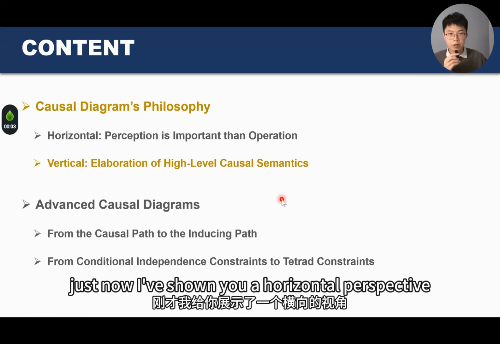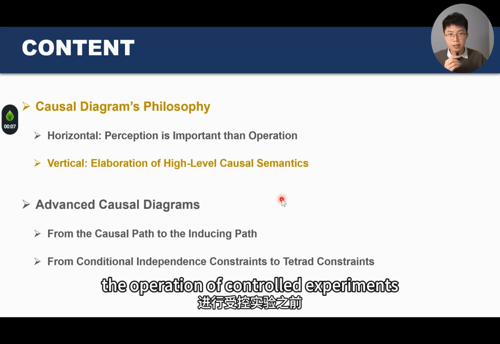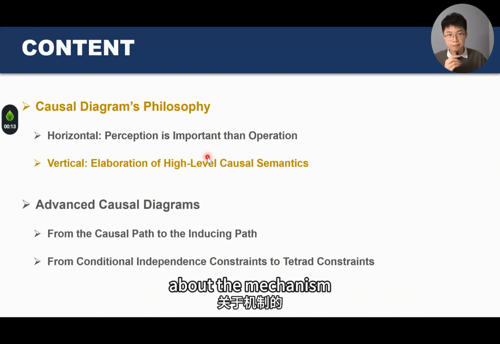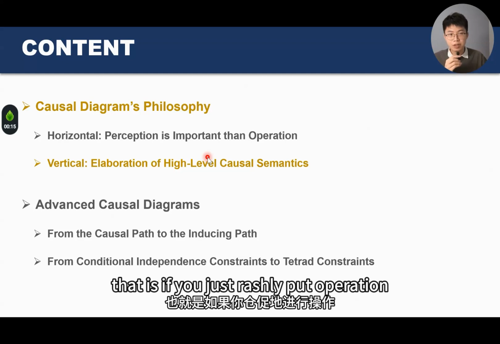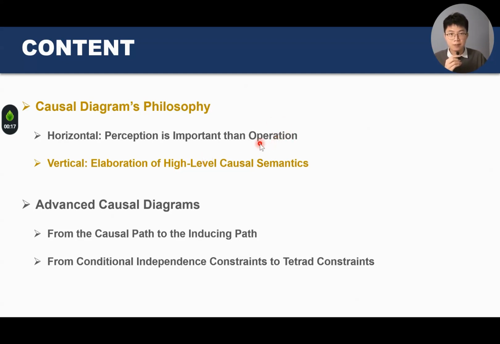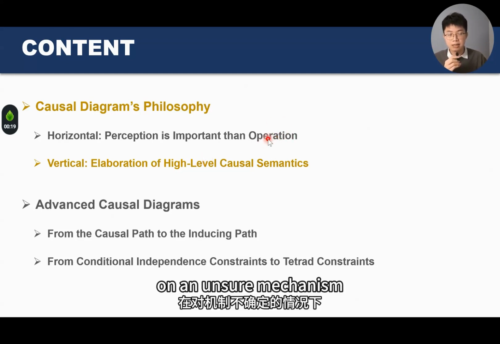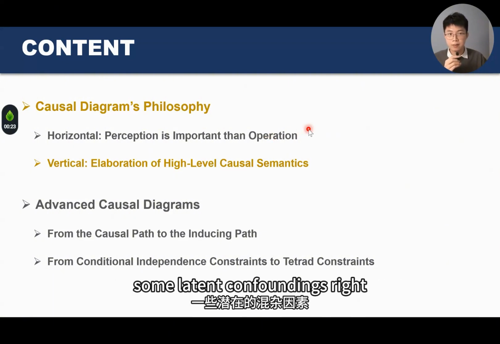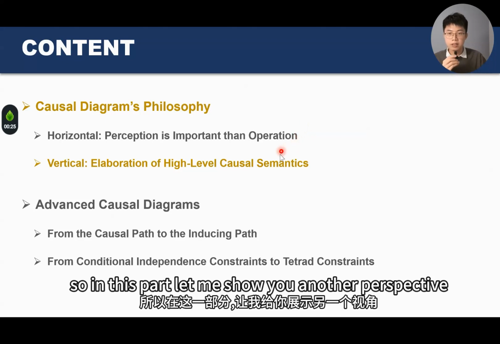Just now, I've shown you a horizontal perspective that is before the operation of control experience. We need to get a big perception about the mechanism. That is, if you just rashly put an operation on an unsure mechanism, you might sometimes accidentally introduce some latent confoundings, right? So in this part, let me show you another perspective.